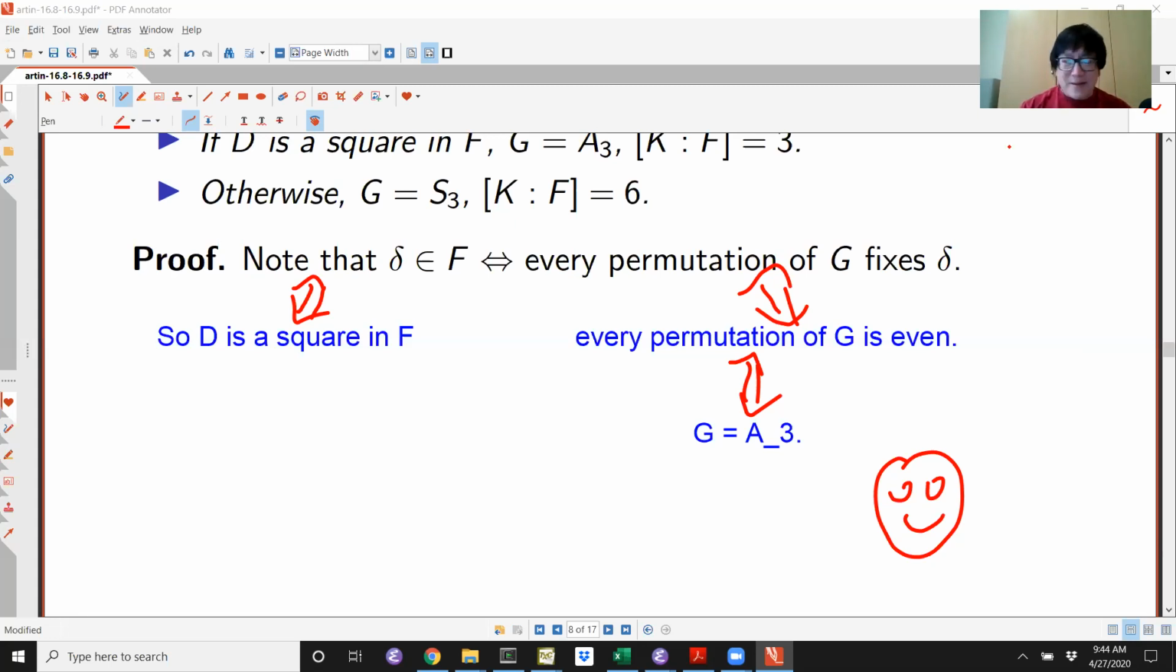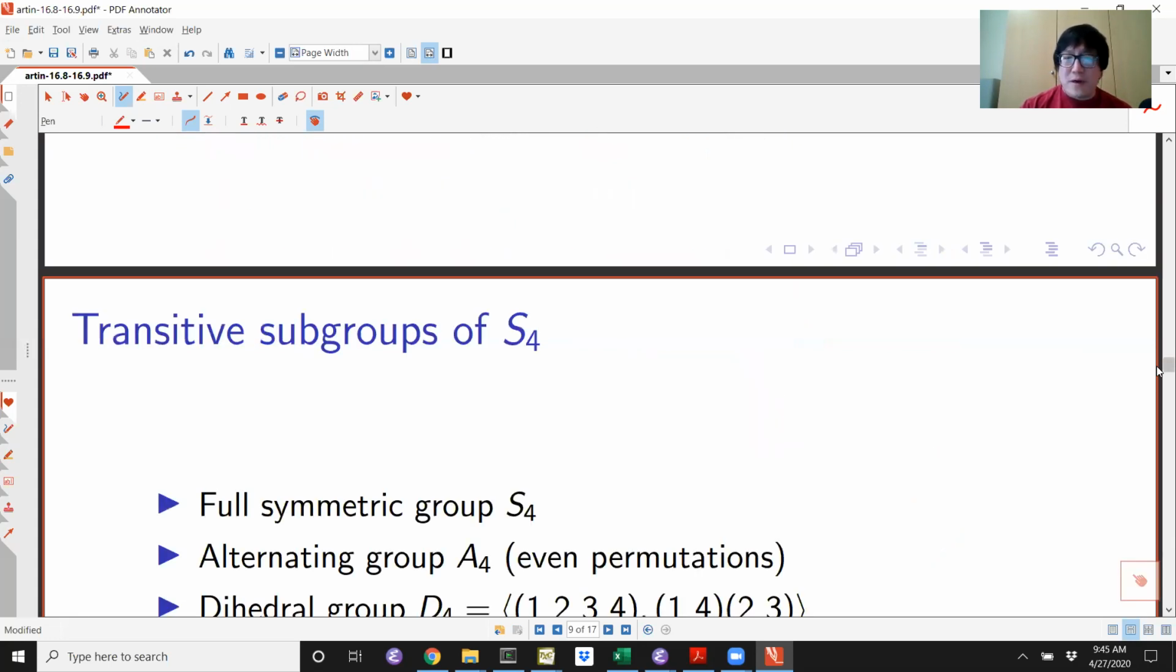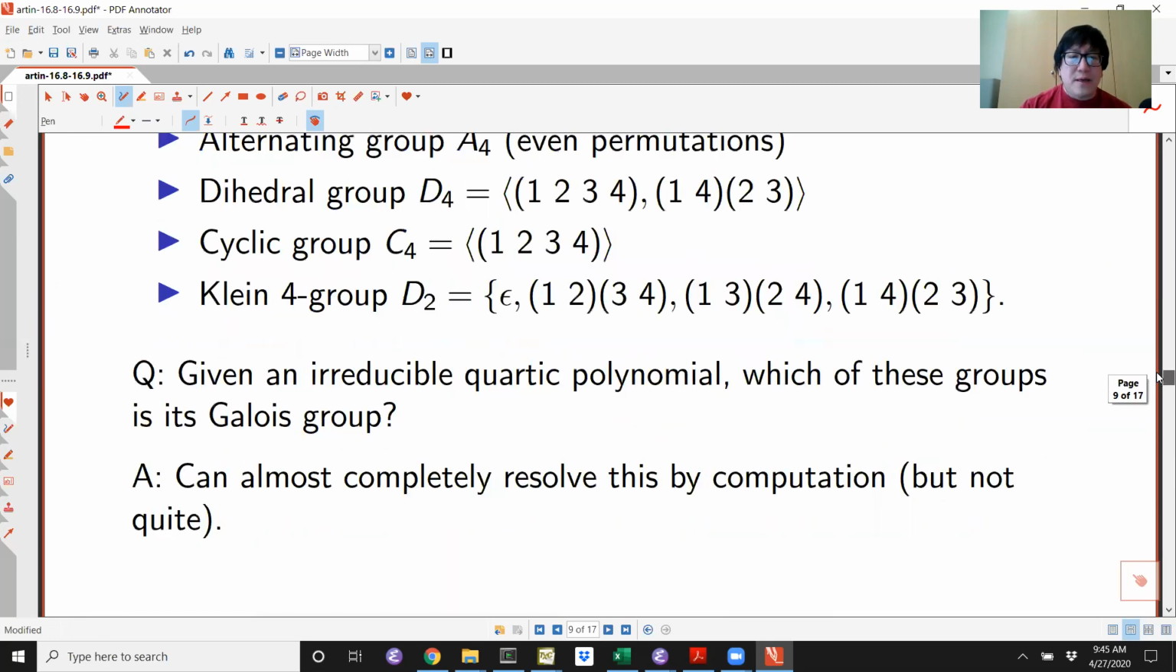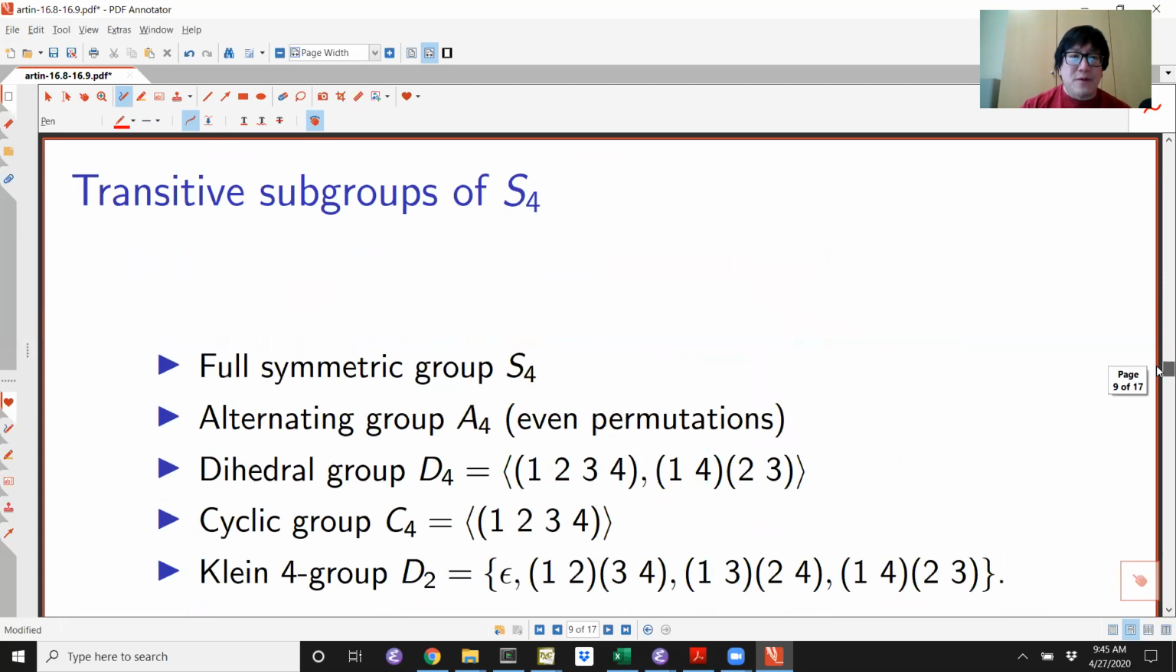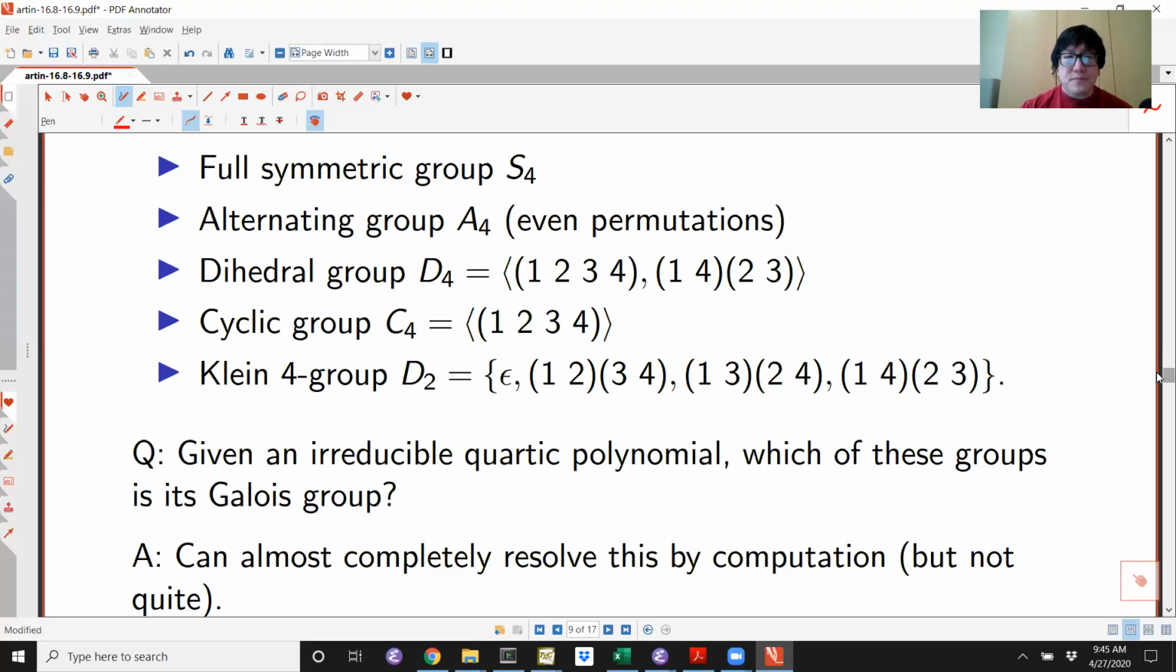But I take it everybody's good. So now we've completely conquered the cubic. Yay! All right. So now we move on to quartics. For the quartics, we start off again by listing all the suspects, the transitive subgroups of S4. There's the full symmetric group. Again, there are the four cases that always happen: the symmetric group, the alternating group, the dihedral group, and the cyclic group of order 4. And now we have a fifth example, because there is another.